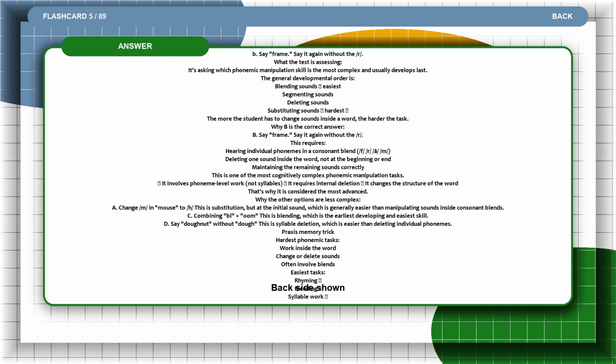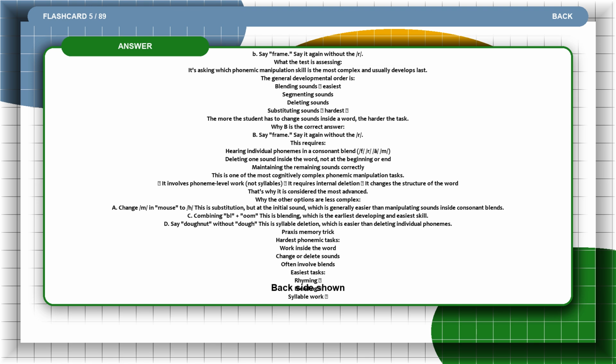Why the other options are less complex. They change /m/ in mouse to /h/. This is substitution, but at the initial sound, which is generally easier than manipulating sounds inside consonant blends. C. Combining /b/ /l/ plus this is blending, which is the earliest developing and easiest skill. D. Say donut without dough. This is syllable deletion, which is easier than deleting individual phonemes.